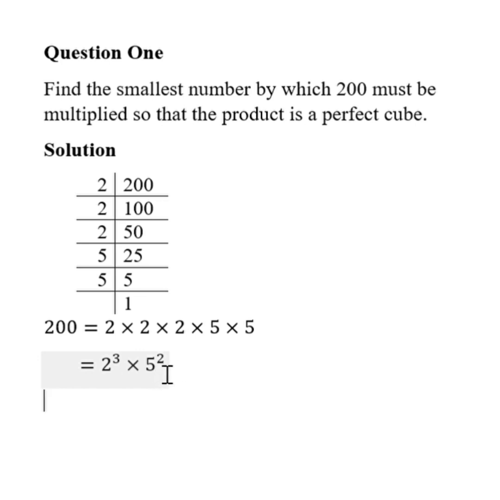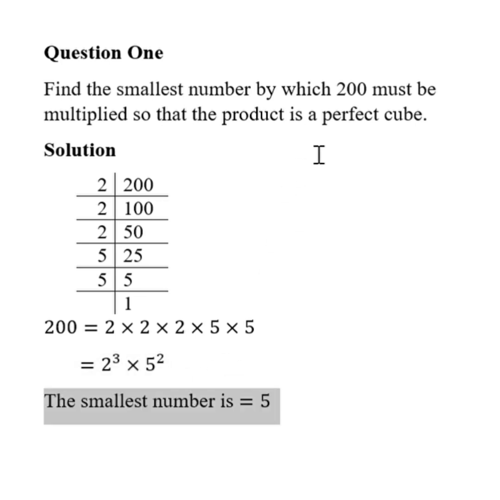So what can we multiply this one by so that the power is divisible by 3? You realize we'll have to multiply by 5. So that is the number that is missing to multiply 200 by, so that we get a perfect cube.